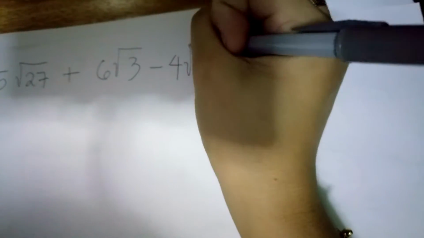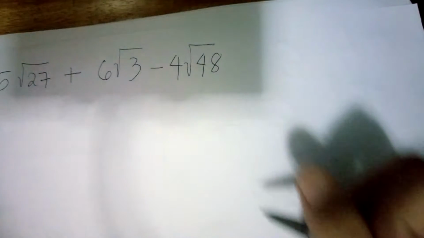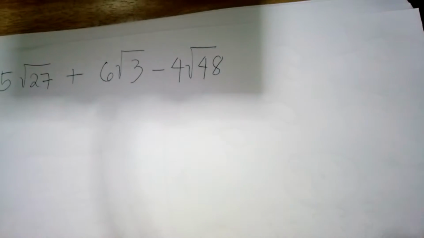Okay, so we will continue with some more examples in adding radicals. I have here another example: 5 square root of 27 added to 6 square root of 3 minus 4 square root of 48. Okay, so that is now my given.